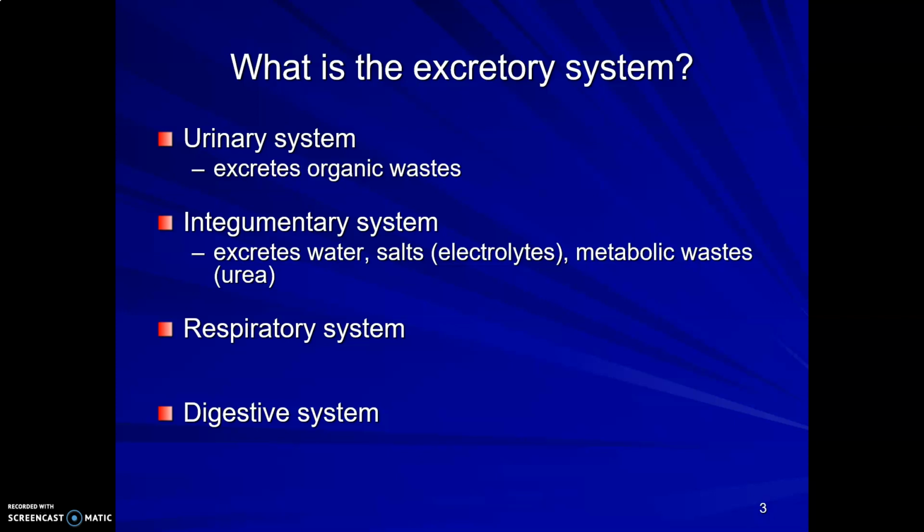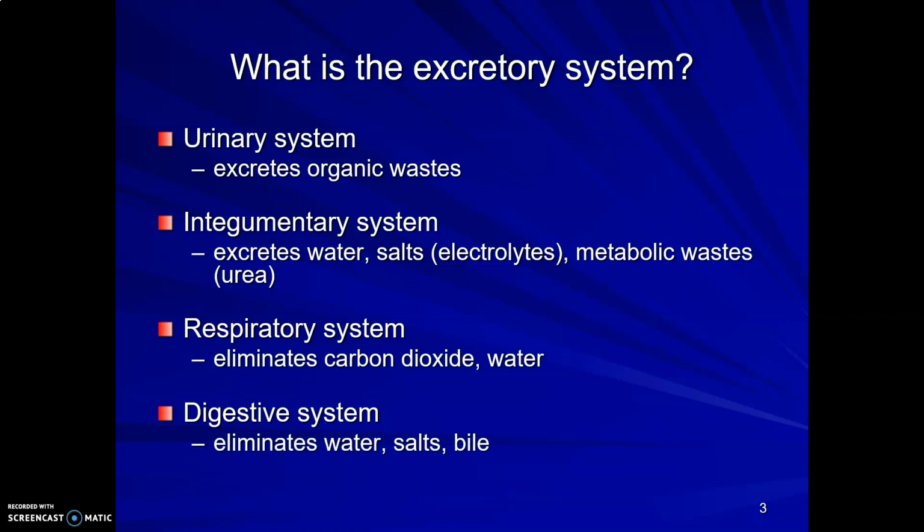Integumentary system, if you guys remember back to that, we get rid of water, salts, and some metabolic waste through sweat, right? Respiratory system, please tell me we know which waste product we're getting rid of here. Yes, carbon dioxide, right? And some water. And the digestive system, we're getting rid of our solid waste, okay? Water, bile, salts, etc. So all of these together would make up what we call an excretory system, but it's not a true system, all right? As you can see, excretion is a function of these four systems.